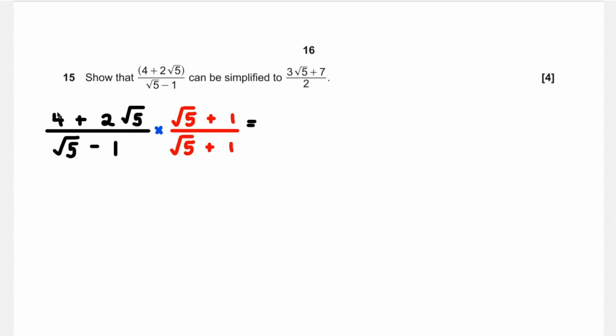So let's work this out. I've got 4 times by root 5, which is 4 root 5, 4 times by 1, which is 4, 2 root 5 times by root 5, that's 10, 2 root 5 times 1, that's 2 root 5. On the bottom I've got root 5 times root 5, which is 5.